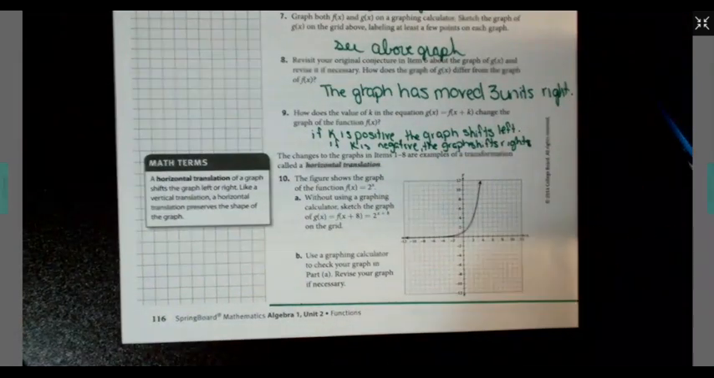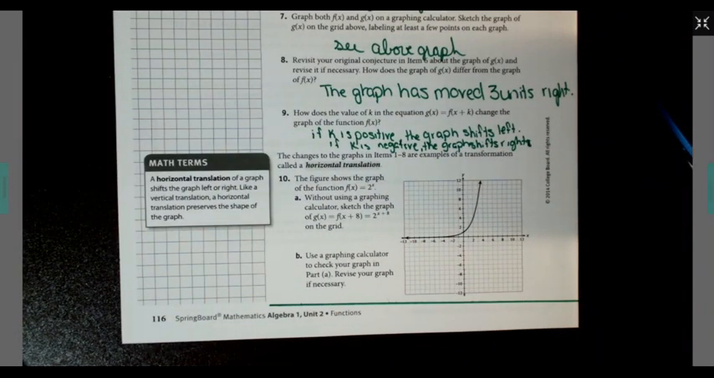All right, let's take a look at 10. The changes to the graph in items 1 through 8 are examples of a transformation called horizontal translations. 10. The figure shows the graph of the function f of x equals 2 to the x power. Without using a graphing calculator, sketch the graph of f parentheses x plus 8, which is 2 to the x plus 8 on the grid. So show me what it does.